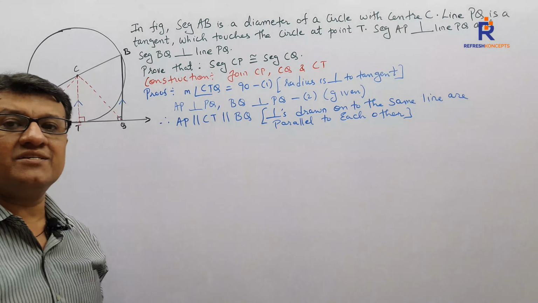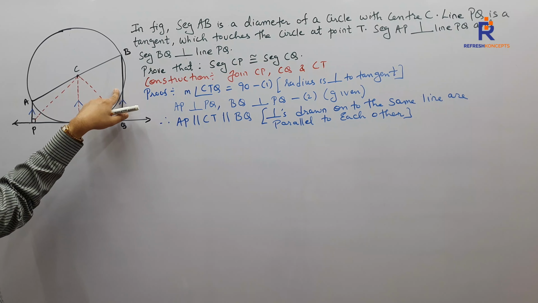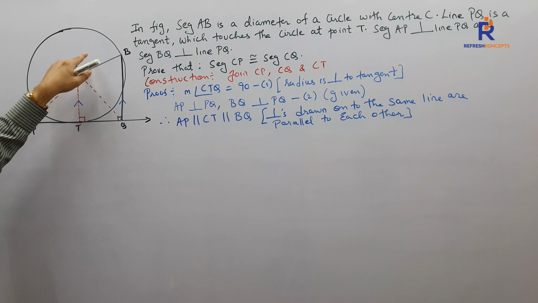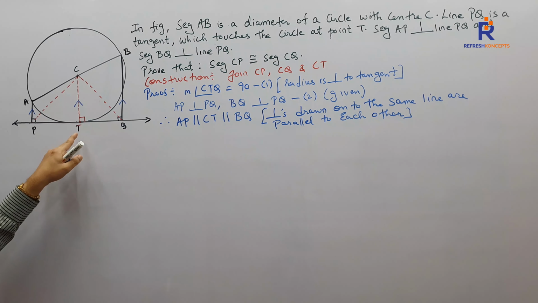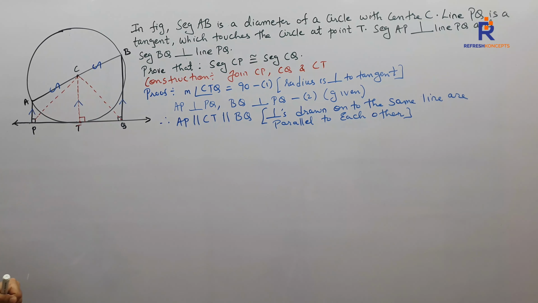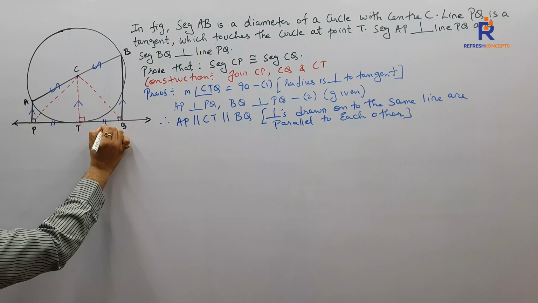What next? Now all of you are aware of the property of intercepts made by three parallel lines. Are we aware of the property of intercepts made by three parallel lines? Indeed we are. So what is it? If there are three parallel lines, the intercepts formed on all the transversals are in proportion. So can I say AC by CB is equal to PT by TQ? But AC is congruent to CB. Therefore, PT will be congruent to TQ.